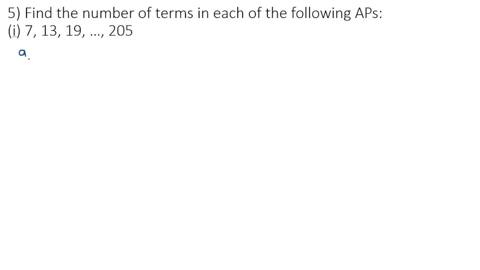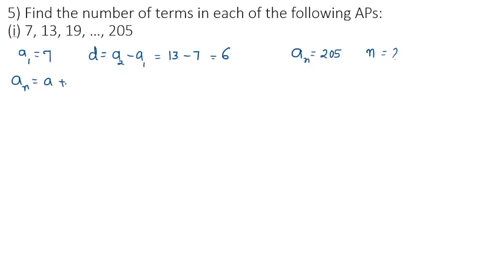A1 is 7. D we don't know, we have to find out. A2 minus A1, that is 13 minus 7. 13 minus 7 is how much? 6, right? So D is 6. Now the last term of the AP is given, that is 205, and N we don't know, we need to find out. So we'll write the formula: AN is equal to A plus N minus 1 into D.